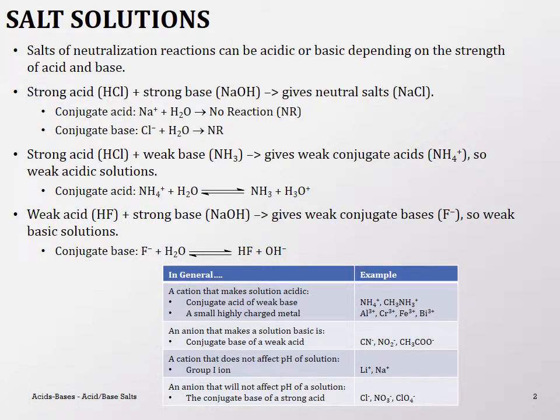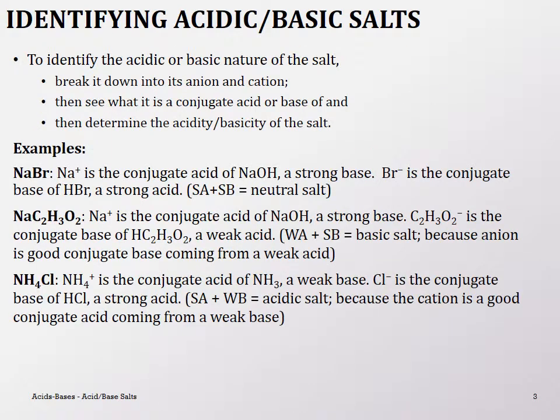That's what will be the questions that are usually posed to you: well, here is a salt, is the solution going to be acidic or basic? So let's do that. Here is what we have to do if we are trying to figure out whether you have an acidic salt or a basic salt. There are 3 steps. Take a salt, then break it down into its anion and cation, see what the conjugate acid and base is, and then you determine the acidity and basicity.